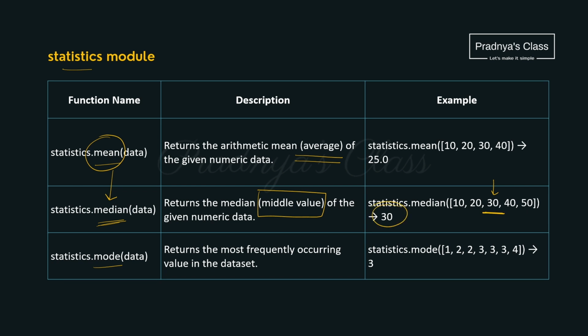When we are using these functions, we need not worry about the formula, how to calculate it. It will directly give the answer. The third function from this module is mode function. It returns the most frequently occurring value in the dataset. Look at the example. 3 occurs thrice. That's why we got 3. Like math module, we must import statistics module also using import statement.